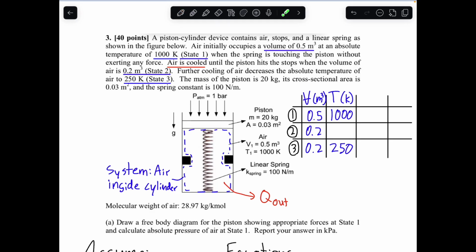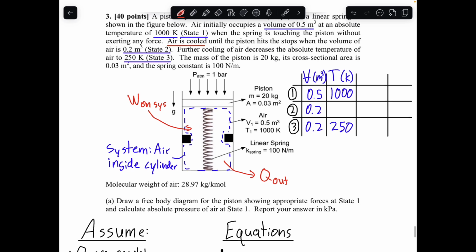And then for work, we also know that at some point this piston is going to be hitting the stops, which means that it's going to be moving downwards and finish at a state down here. And in order to do that, it needs to do some work on the fluid here. So the piston will be doing some work on the air inside the cylinder. And so I'm going to draw my W arrow pointing in to say that there's going to be some work being done on the system.